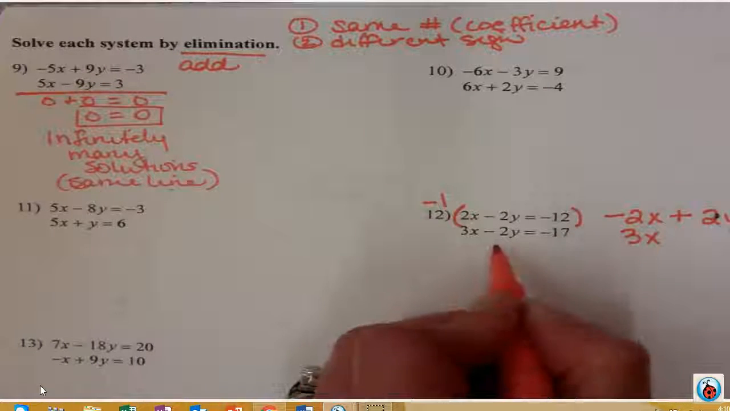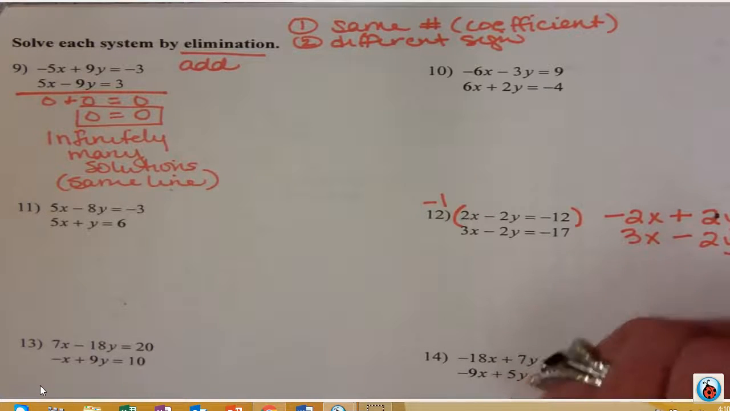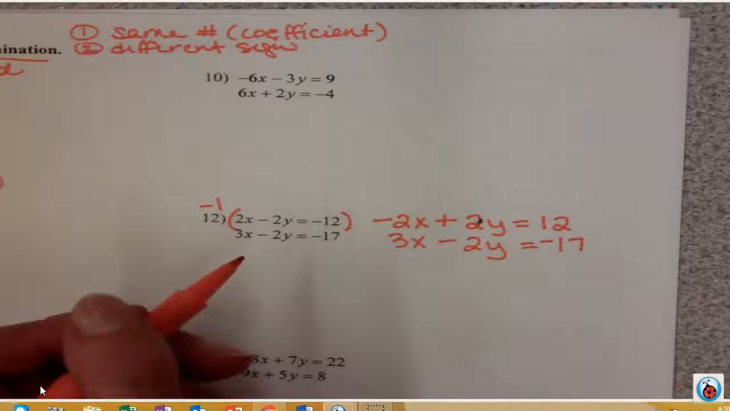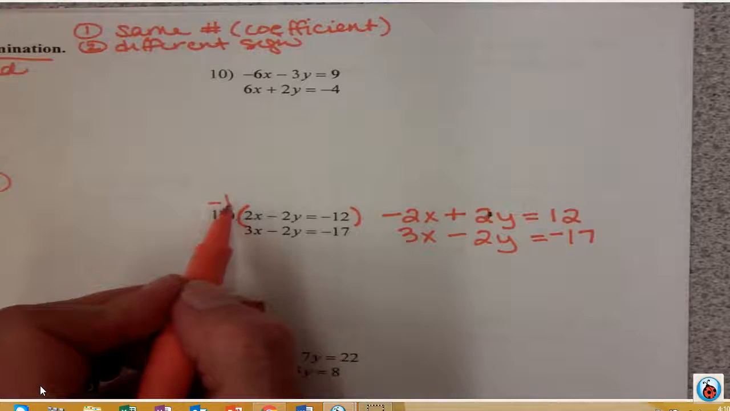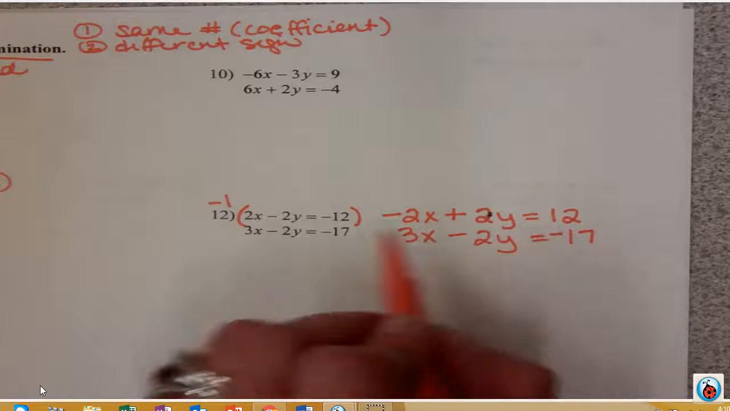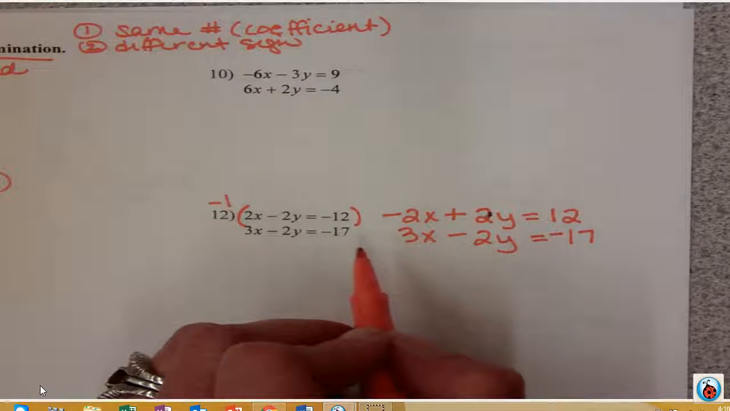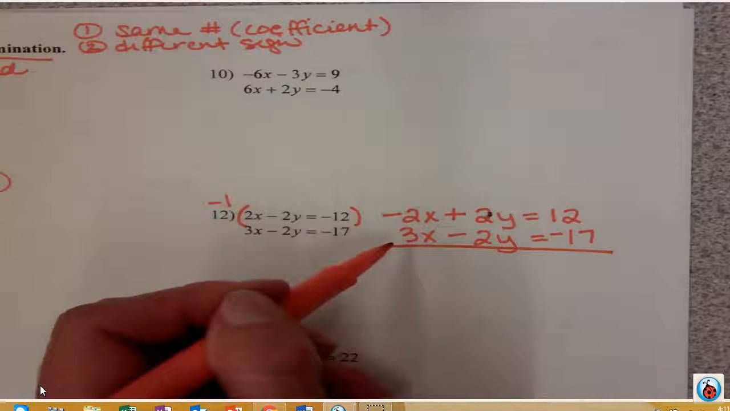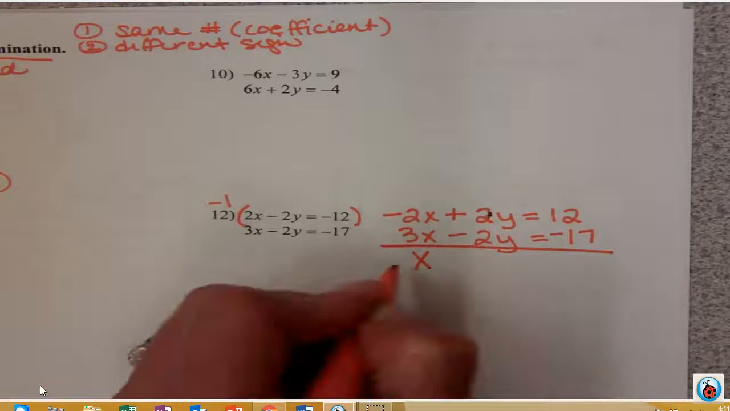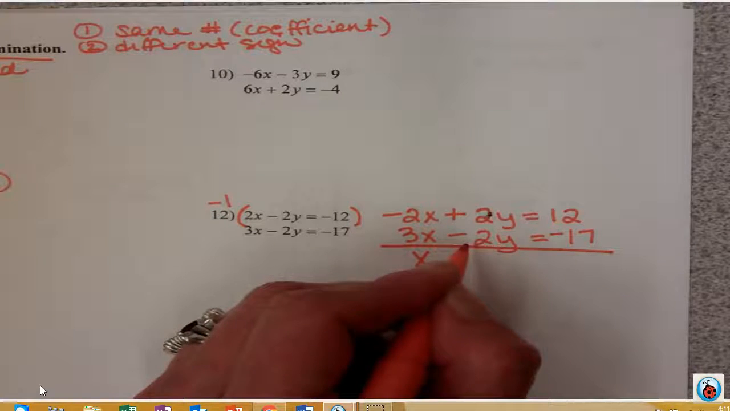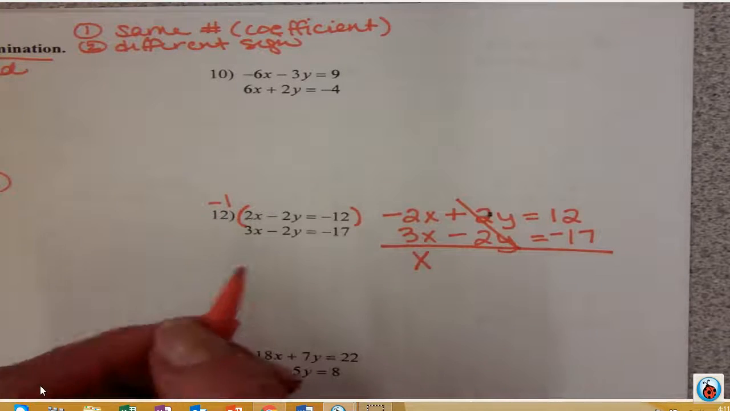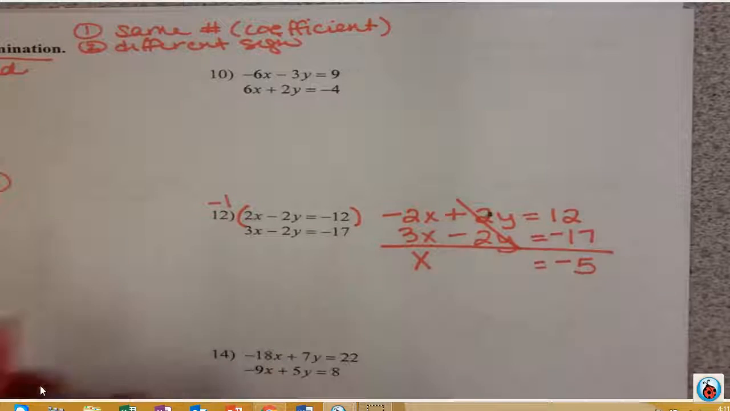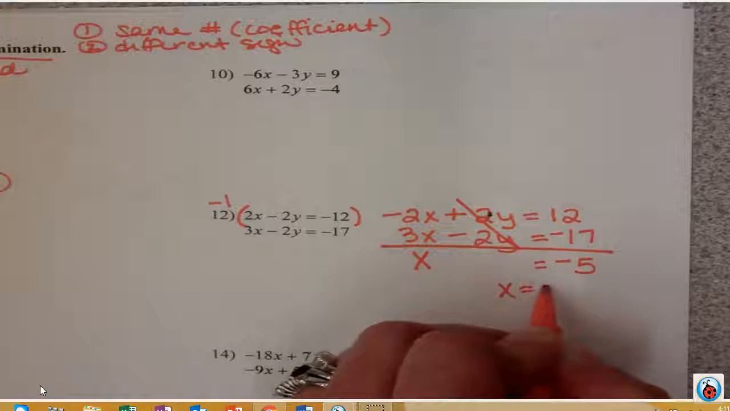Then we have 3x. I don't need to do anything to this second equation. This second equation is exactly the way I want it. So I multiplied the first by negative 1, and I've changed the signs. Now this equation is exactly how I want it, so I'm not going to do anything to that one. Then I add them together. Negative 2x plus positive 3x is 1x. Positive 2y minus 2y is 0. So they cancel each other out. We have eliminated that, which is exactly what we want. Positive 12 minus 17 is negative 5. So we just get x equals negative 5. Perfect.